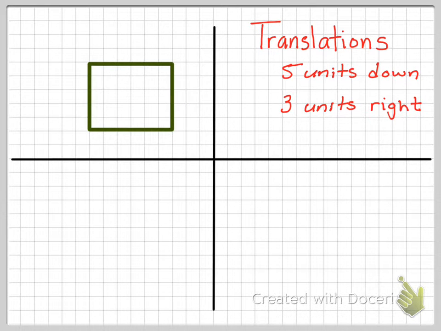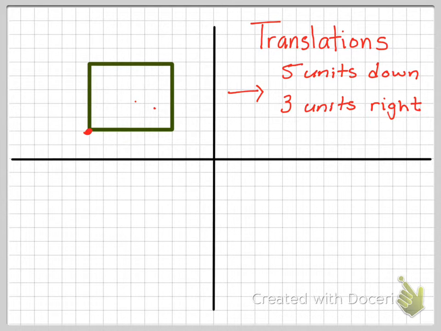I'm coming to you with a little bit of a review on translations. Up until this point, we've been translating images that were on a coordinate plane, like this quadrilateral. For example, when we were asked to translate the quadrilateral 5 units down and 3 units to the right, what we were doing is we were picking a point. Let's say this point here. And what is that ordered pair?